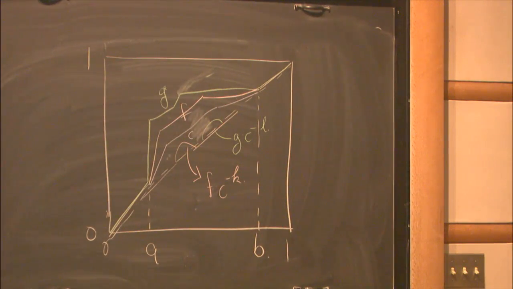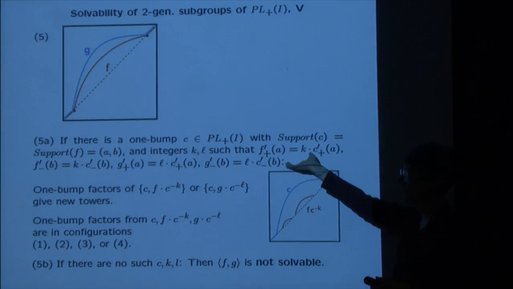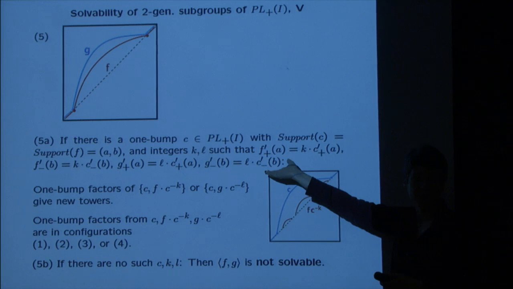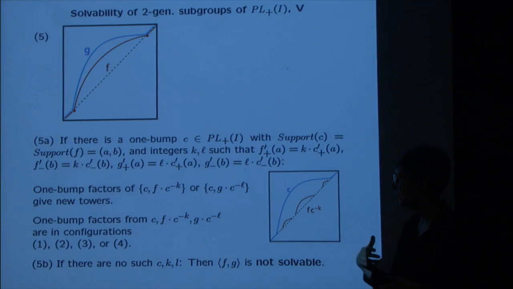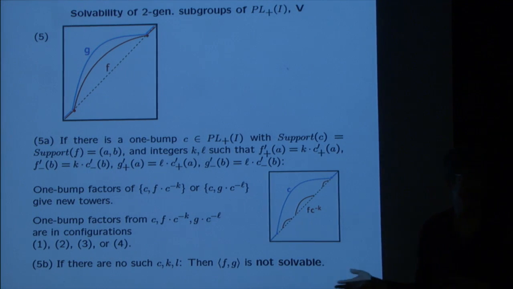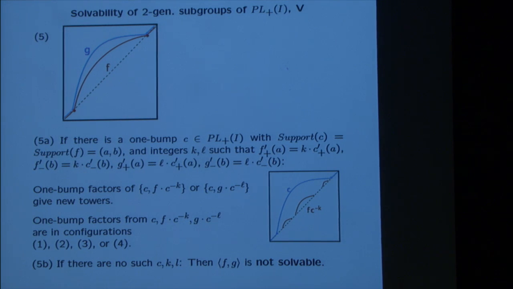On the other hand, if there's no way to build this, if the slopes didn't satisfy some nice property like that, I couldn't have been solvable. It won't happen again. I'll be able to come up with an infinite tower of some sort. Okay, so that's the situation for two one-bump functions.